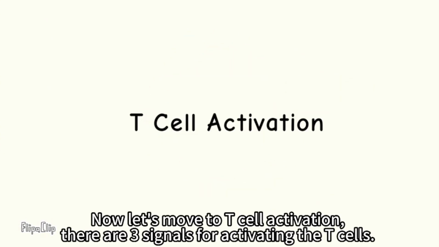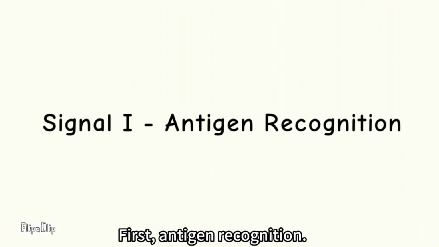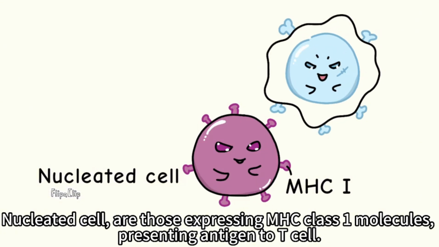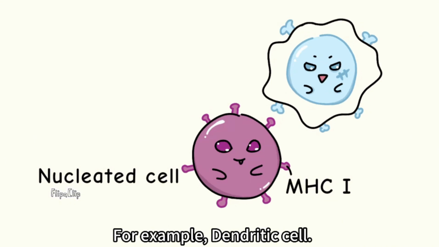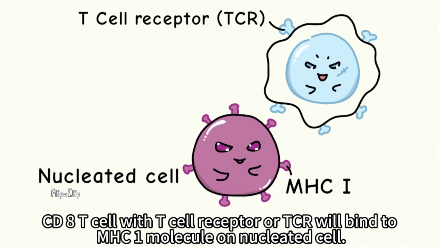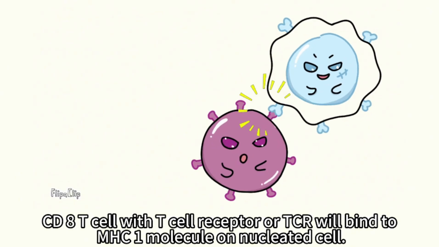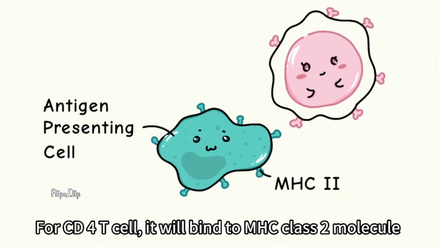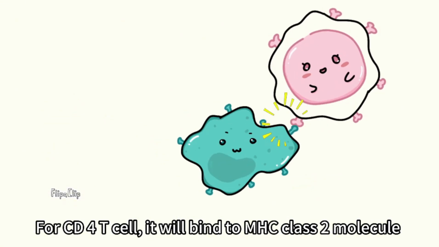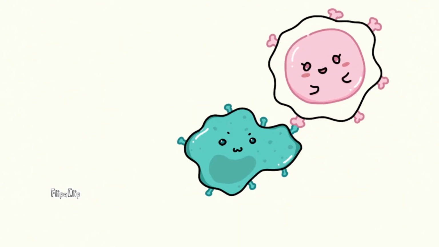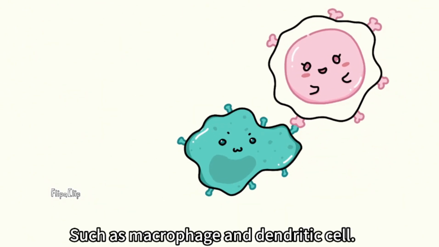Now, let's move to T cell activation. There are three signals for activating T cells. First, antigen recognition. Nucleated cells are those expressing MHC class 1 molecules, presenting antigen to T cells, for example, dendritic cells. CD8 T cells with T cell receptor, or TCR, will bind to MHC1 molecules on nucleated cells. CD4 T cells will bind to MHC class 2 molecules, which you can find on the surface of antigen-presenting cells, APCs, such as macrophages and dendritic cells.